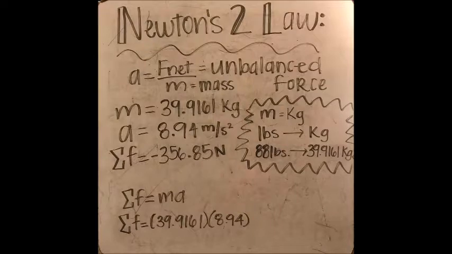Newton's second law was where we would plug all of our data so far into so we could later create a free body diagram. The equation is acceleration equals net force over mass. Net force stands for the unbalanced forces. To find mass, we converted pounds into kilograms, so 88 pounds was equal to 39.9161 kilograms. We took the same acceleration from the last picture and rewrote the equation to find net force. Net force equals mass times acceleration.